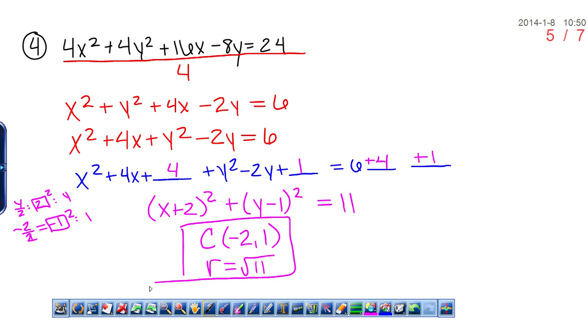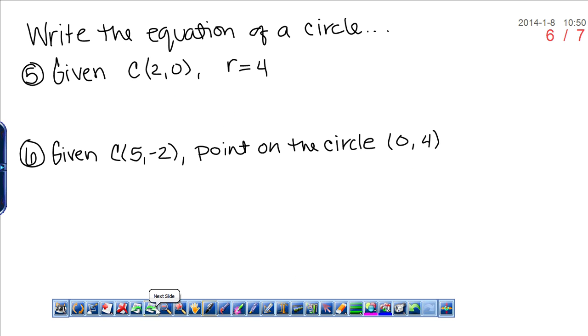Okay, now we're going to work backwards a little bit. I'm going to give you some information about a circle, and I need you to give me the equation. Okay? You'll always give the equation in standard form. You do not have to multiply it out like those ones look like. You'll always leave it as x minus h squared plus y minus k squared equals r squared.